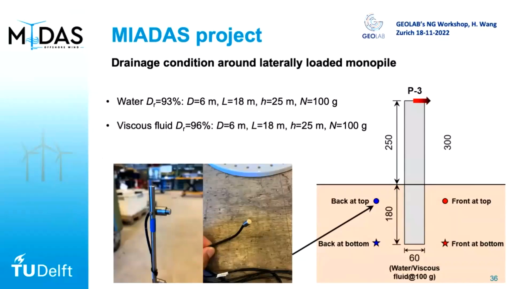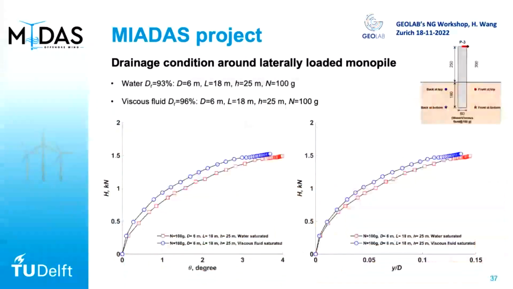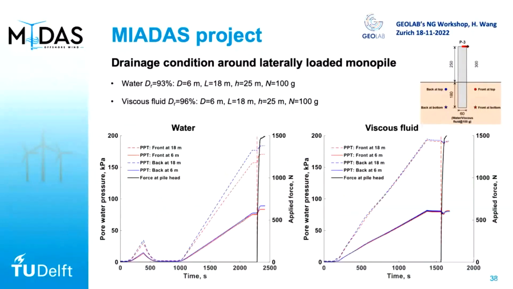And we also put pore pressure sensors at different depths and different distances to the pile. First we did an almost completely drained test, both in water and viscous fluid saturated soil. There is some minor difference because the density is not exactly the same, but as you can see, when it is drained, you get very, very close results. Once it's drained, whether you use viscous fluid or water doesn't matter, it is completely effective stress controlled. This is also confirmed by the pore pressure sensor measurements. I won't go into detail.